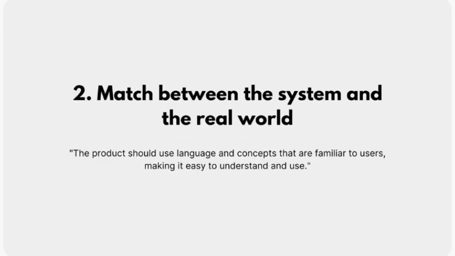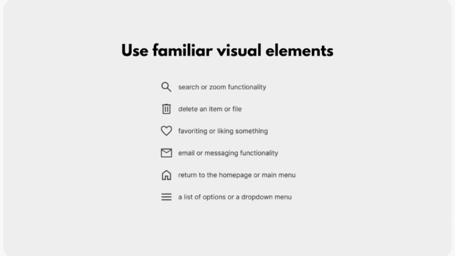The second usability heuristic is known as the match between the system and the real world. This heuristic emphasizes the importance of making the product or system easy to understand and use by making it consistent with the real world, the user's expectations, and their mental models. The goal is to minimize the cognitive effort required by the user to understand how to use the product by using language, concepts, and conventions that are familiar to them.